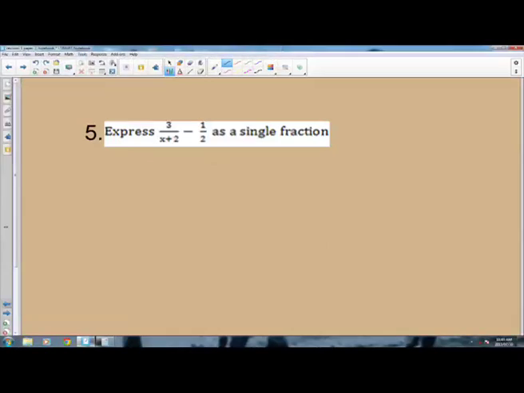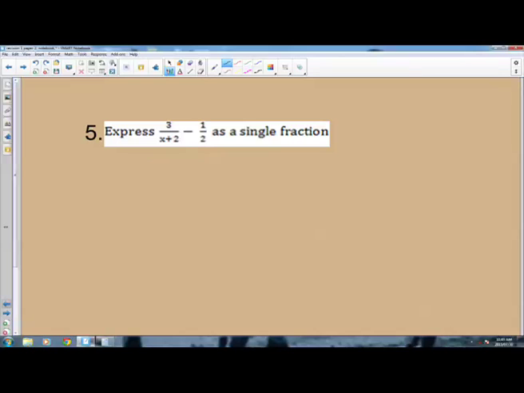Welcome back from the short break. Remember, we are revising Junior Certificate Mathematics Paper 2, where you are to show your working. It's very important that you show working to avoid loss of marks. Now let us have a look at the revision question. It says express 3 over x plus 2 minus 1 over 2 as a single fraction. So you have to express whatever is given here as a single fraction.